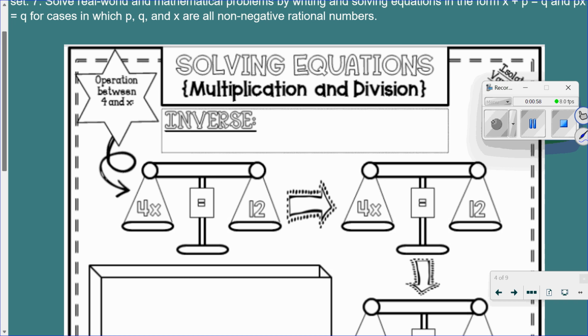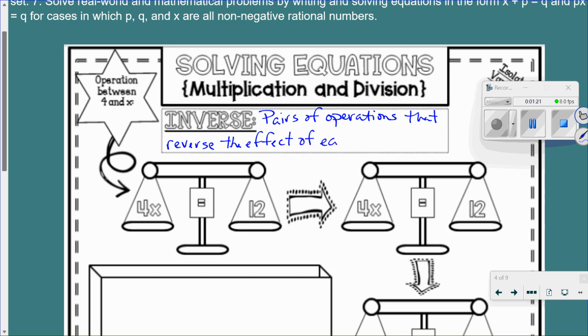Okay, Sandy? Inverse operations are pairs of operations that reverse the effects of each other. For example, subtraction and addition are inverse operations. So, pairs of operations that reverse the effect of each other. You guys put your vocab on so you can see this isn't new. We've actually been talking about this for about the last 4 lessons.